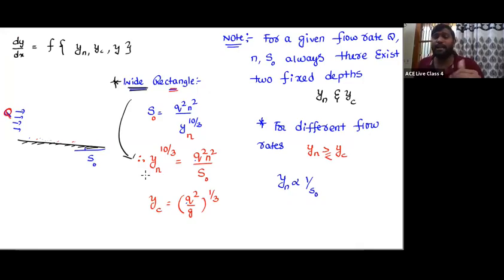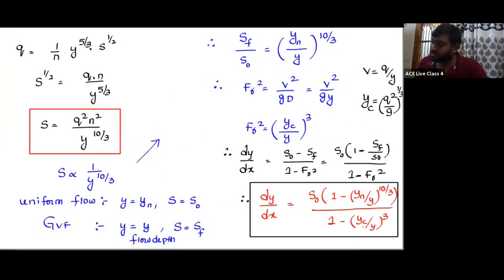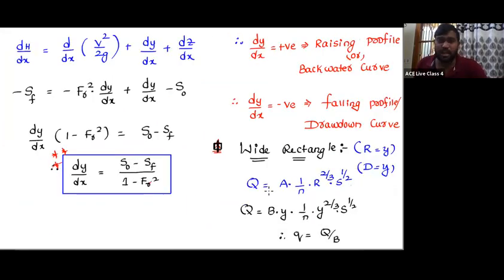Sir, if I give you a triangle, what happens? You go to the Manning's equation. How did I get this equation first of all? I got that equation by substituting in the Manning's equation. You just simply substitute in the Manning's equation and you can find the normal depth.